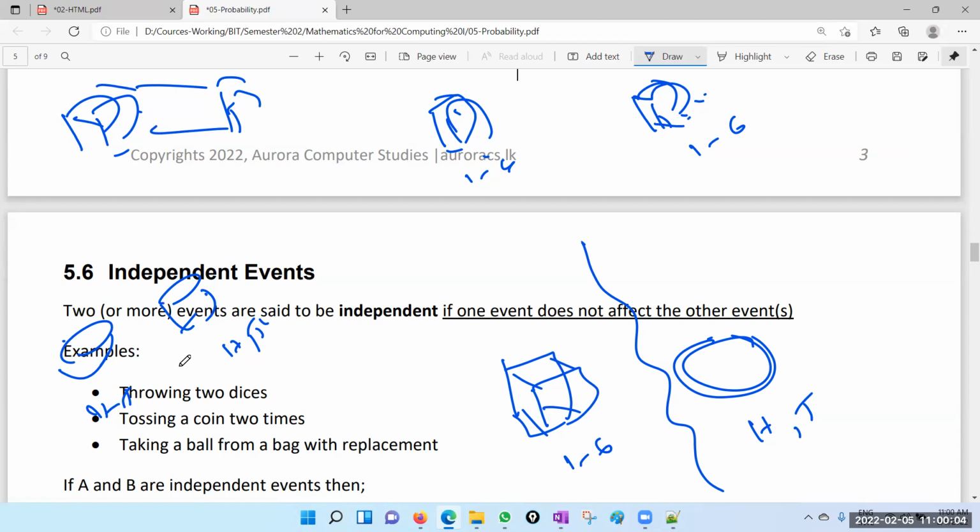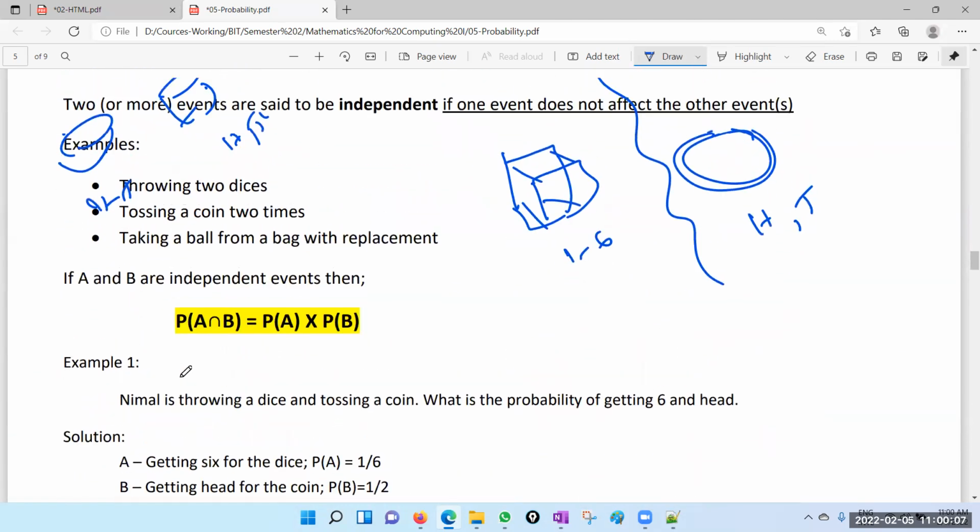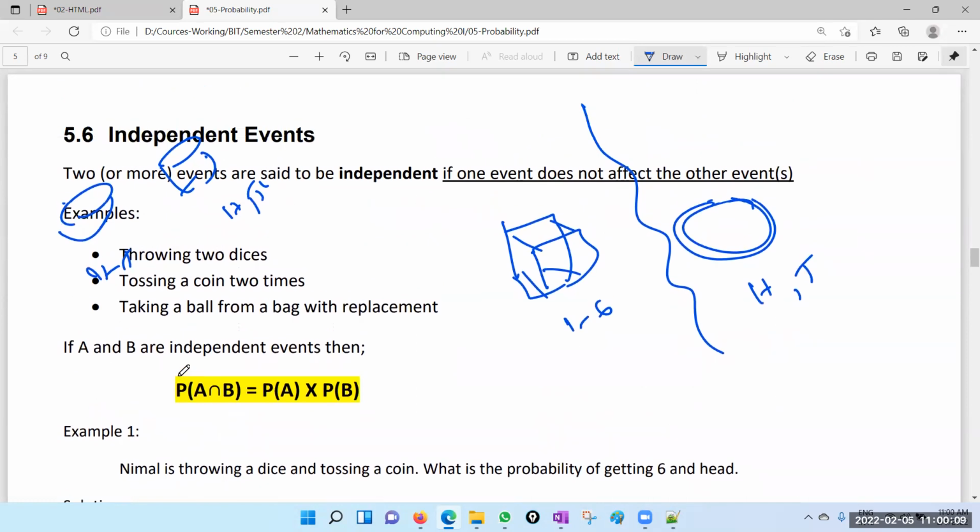So if they are independent, we have another formula. Those two independent experiments, I have two independent events. If the experiments are independent, events are independent. So the probability of event A and event B happening, if they are related to two independent experiments, is P(A) into P(B). So that is the formula for independent events. So independent events come from independent experiments. Right?